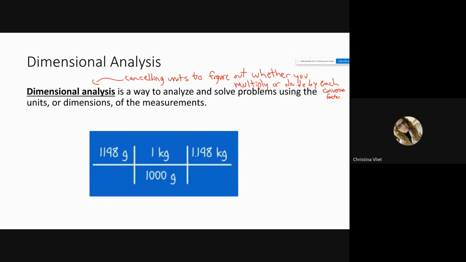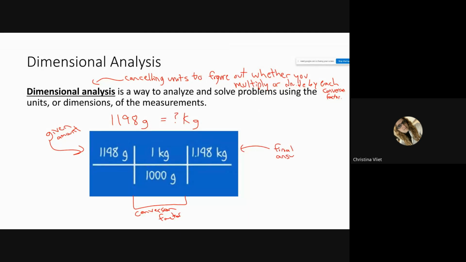And so what you see here is an example of a problem that's been done. That's 1,198 grams is how many kilograms? And so what they've done here is in the first part, this is your given amount. This right here is your conversion factor. And this right here is your final answer.